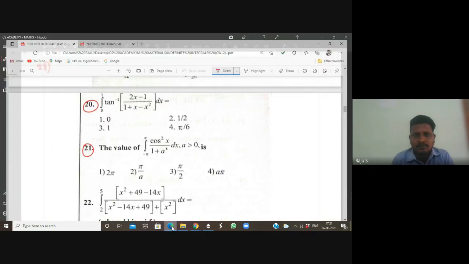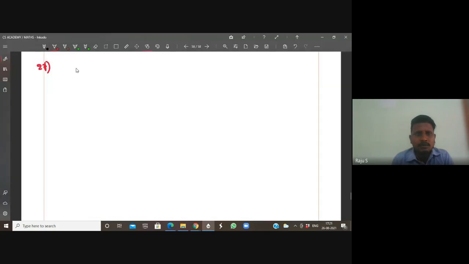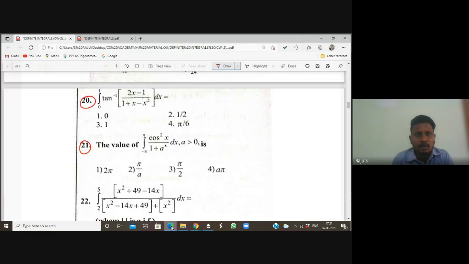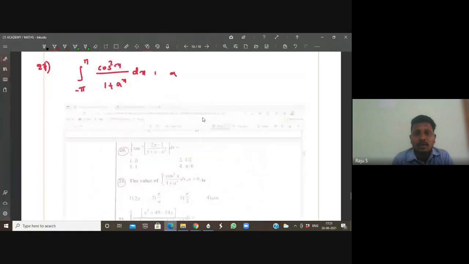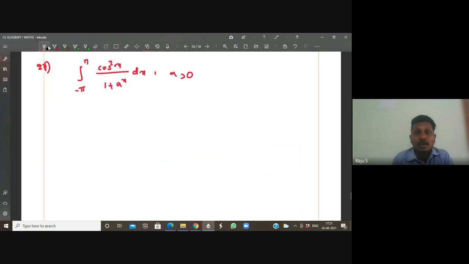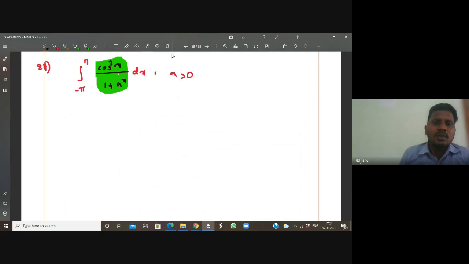The question is easy. The value of the integral from minus pi to pi of cos square x by 1 plus a power x dx. Here a is greater than 0. Can anyone say whether it is an even function or an odd function? The given integrand cos square is even, then what about 1 plus a power x?